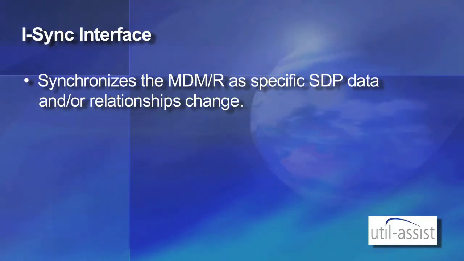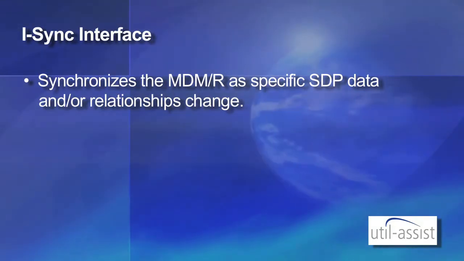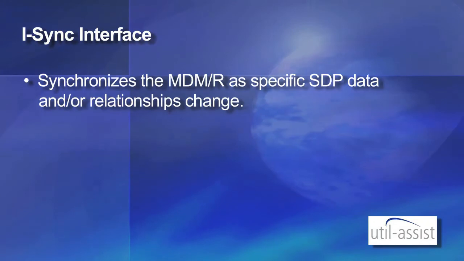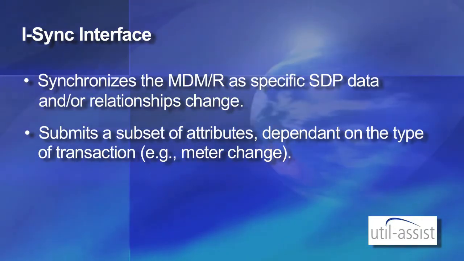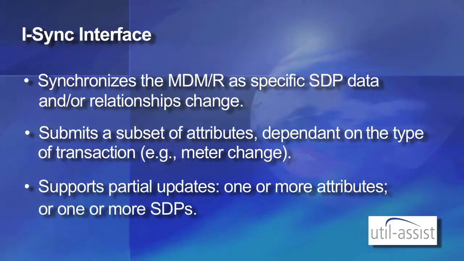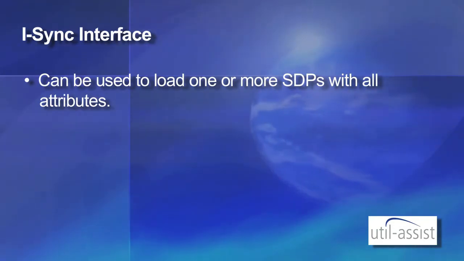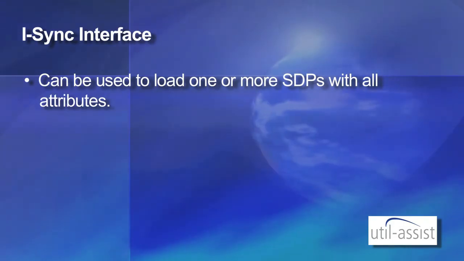The purpose of the iSync is to synchronize the MDMR as specific SDP-related data and/or relationships change. The iSync contains only those SDPs whose attributes have changed since the last request. The iSync interface is used to submit a subset of attributes, dependent on the type of transaction, for example, a meter change or an account change. It supports partial updates, for example, one or more attributes or one or more SDPs. The interface can also be used to initially load one or more SDPs with all attributes.